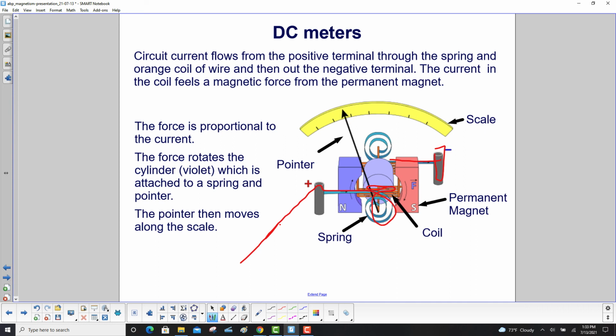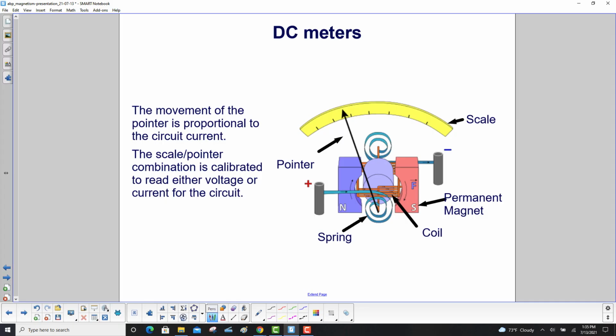So the current there feels a magnetic force from the permanent magnet. That force is proportional to the current. The force then rotates the cylinder here, this violet cylinder here, which is attached to the spring and a pointer. The pointer then moves along the scale. The more current, the greater force on the cylinder here, and the farther this pointer will move. And the spring is there to return the pointer back to the 0 mark when there's no more current flowing.